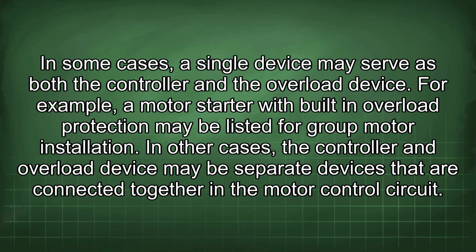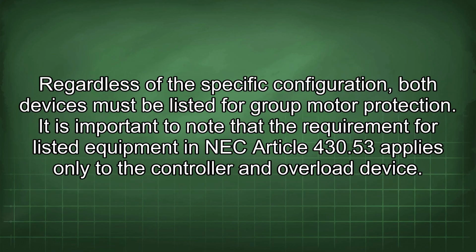In some cases, a single device may serve as both the controller and the overload device. For example, a motor starter with built-in overload protection may be listed for group motor installation. In other cases, the controller and overload device may be separate devices that are connected together in the motor control circuit. Regardless of the specific configuration, both devices must be listed for group motor protection.